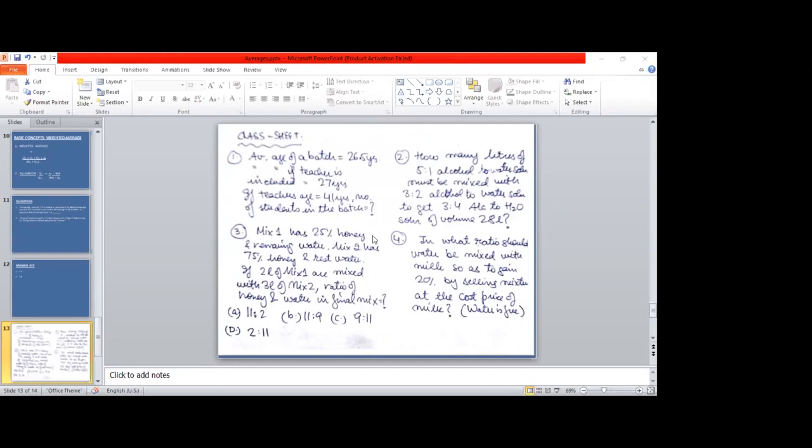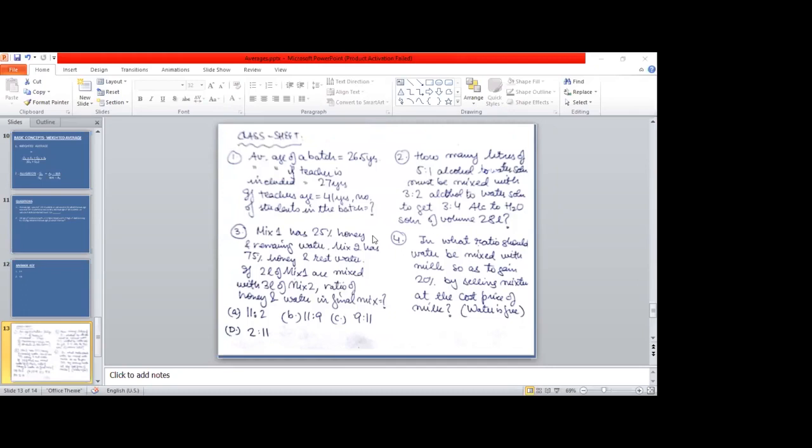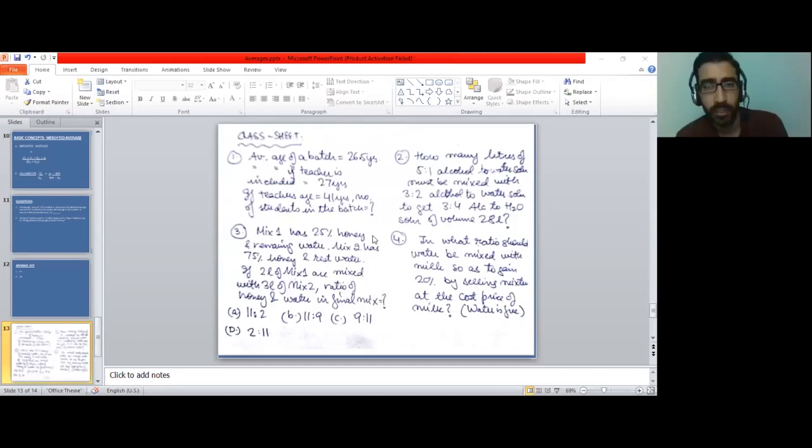What's in the fourth line of the first question? Let me read out the whole question for you. Question one: the average age of a batch is 26 and a half years. The average age of the batch, if the teacher is included, is 27 years. Now, if the teacher's age is 41 years, then the number of students in the batch must be, that is what you have to find. The number of students in the batch is equal to question mark. Question one, question three, question four, guys.